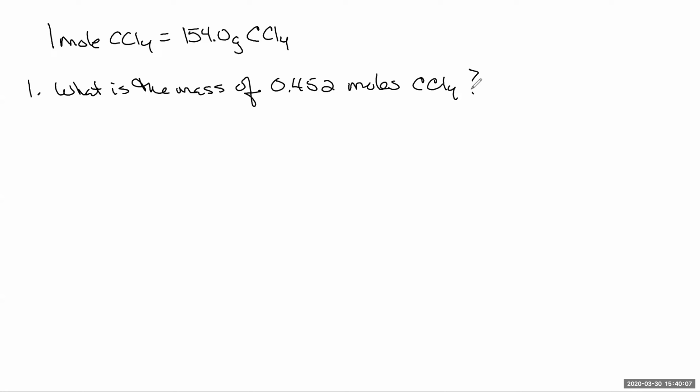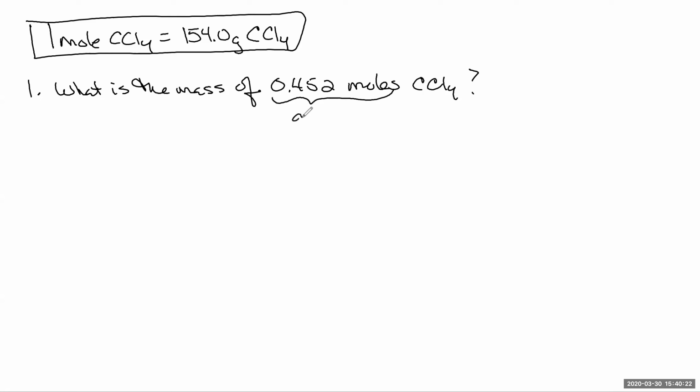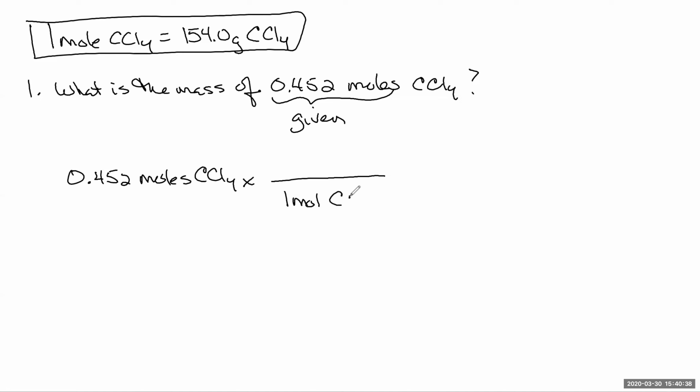If you had to do this problem, you're going to use this as our equivalent statement, and this just becomes a conversion problem. Remember, an equivalent statement can be written as a conversion factor. So as in all conversion problems, you start with what's given first. So here is our given. Our given is 0.452 moles of carbon tetrachloride, and we're going to multiply that by a conversion factor. If I want to get rid of the unit of moles, I'm going to put moles on the bottom of my conversion factor. So 1 mole is going to be 154.0 grams.